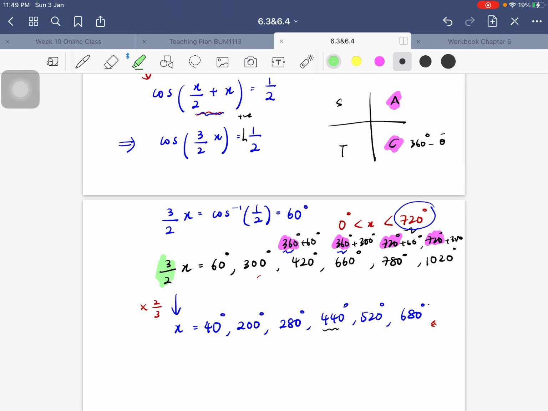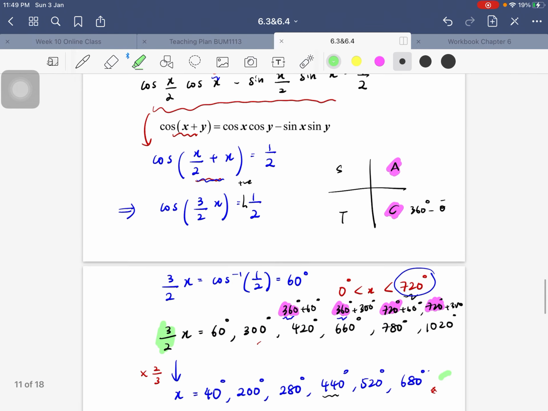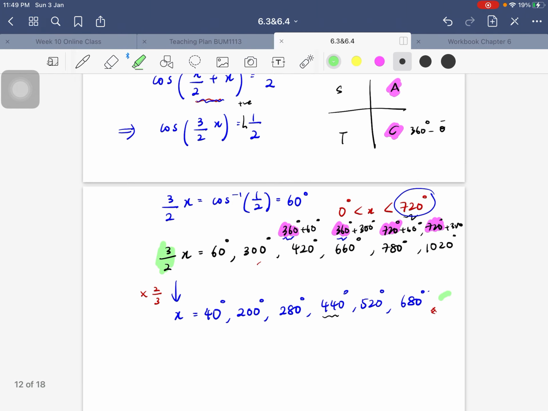And of course, you can always check the value. You can substitute this x value into the original equation given, which is over here, and find whether or not they give you a value of 1. So when you have substituted all these values of x, basically this is not very hard as long as you understand the concept of CAST and you know how to use your calculator. You should be able to solve this equation.